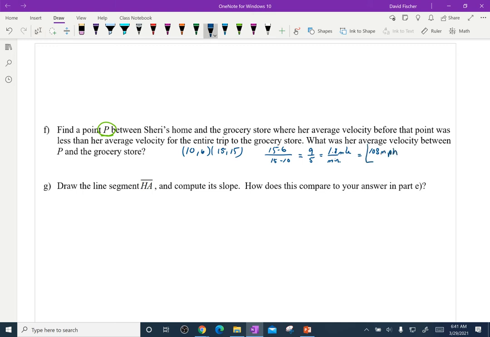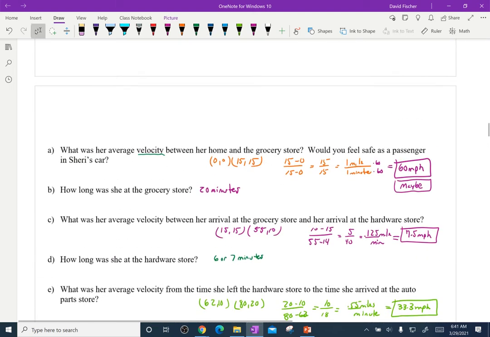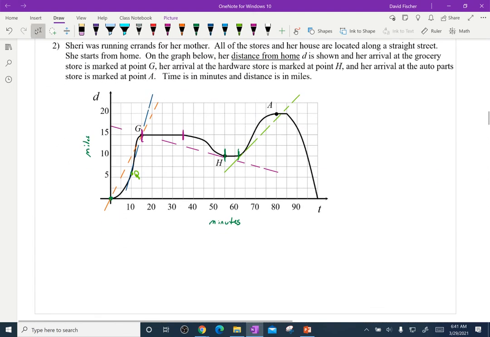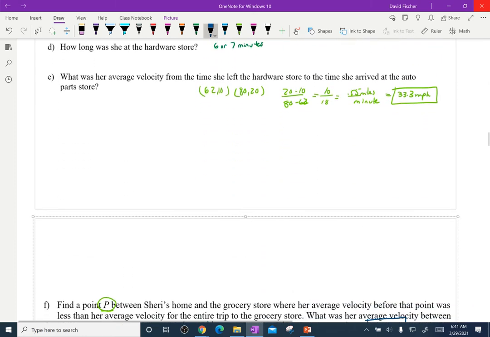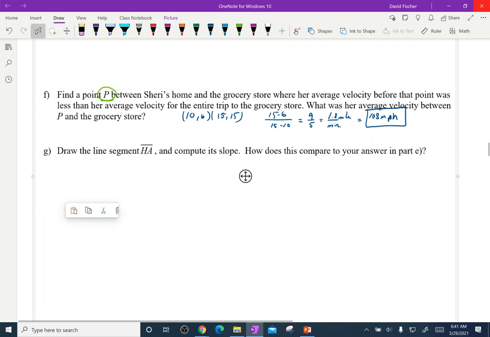So when you said, yeah, I'm comfortable, well, for that last little bit, her last, I don't know, 3 minutes, she's going pretty dang fast. 108 miles per hour. So when you said above, I feel safe driving with her, you might want to rethink that. So again, when you have a curve like that, that's why we find the average, if she was going really slow at the beginning.